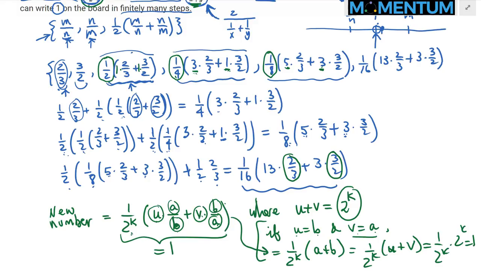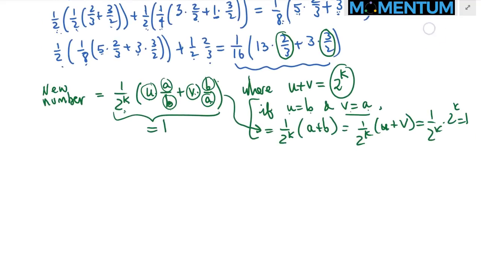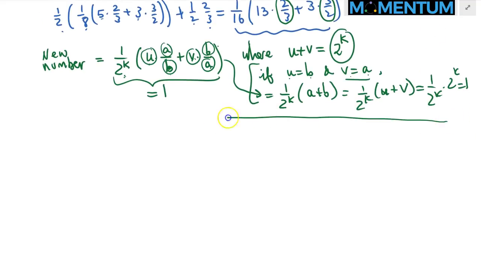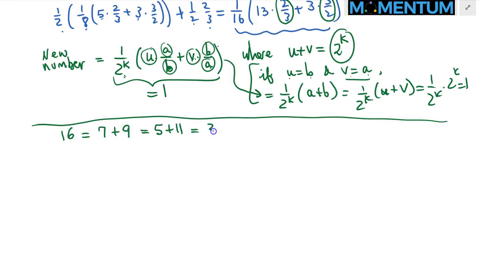And can we do it? Yeah, of course. Let's try to build one for ourselves. Okay, so check this out. Let's say that our number is, say, 16, for instance. How can I reach 16? Let's have a look at different cases. We can have 7 plus 9, or we can write it as 5 plus 11, or 3 plus 13, or 1 plus 15.